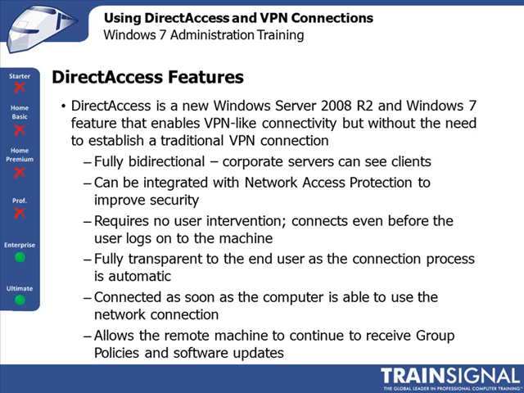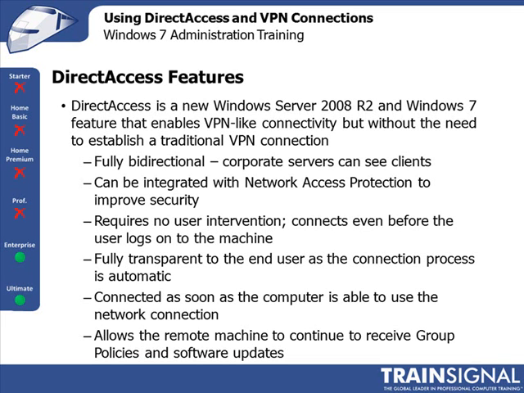As I mentioned, Direct Access is a brand new Windows Server 2008 R2 and Windows 7 feature. Direct Access enables an always-on VPN-like connection, but it's without the need to establish a traditional VPN connection. If you've used VPN connections in the past, you'll remember having to log in with a username and password and all that good stuff. Direct Access negates the need for user intervention when it comes to establishing remote access.